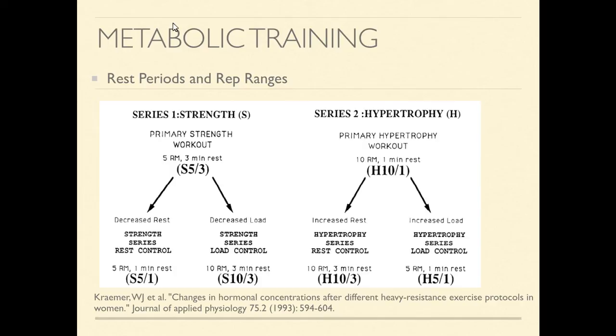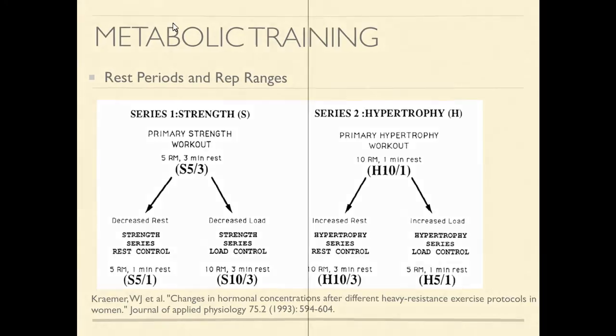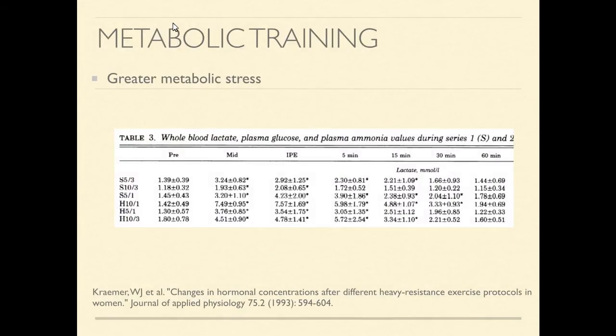And then we also had sets of 10 with 3 minutes rest and sets of 5 with 1 minute rest. So 2 groups with 5, 1 and 3 minutes rest. 2 groups of 10, 1 and 3 minutes rest. Remember, 10 is the ideal number for metabolic stress, but what's the ideal rest length? If you look here, the 10 sets of 10, which is optimal for metabolic stress, with 1 minute rest.